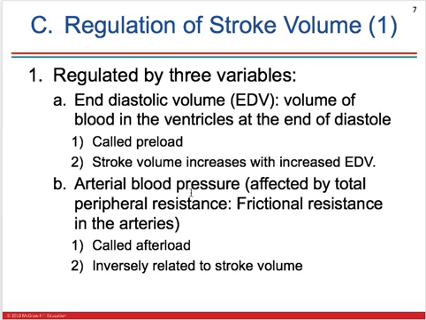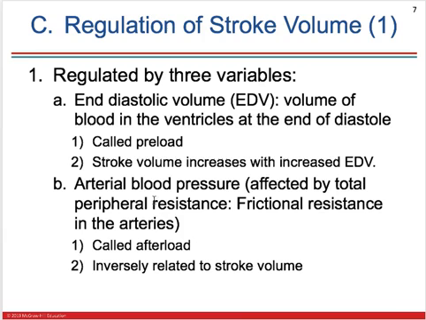Arterial blood pressure, which is affected by total peripheral resistance. As resistance goes up, arterial blood pressure goes up. This is holding the aortic valve closed. We're going to talk about the left side of the heart, the aortic valve. And so this is sometimes referred to as afterload. This is the force that is put onto the ventricle to open that valve after it starts to contract, after it enters systole. So hence it's called afterload.